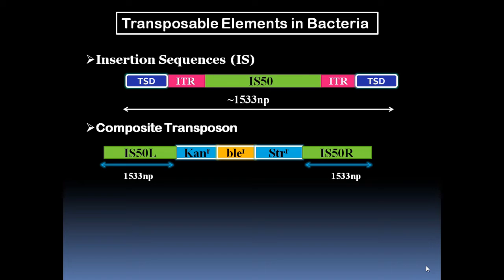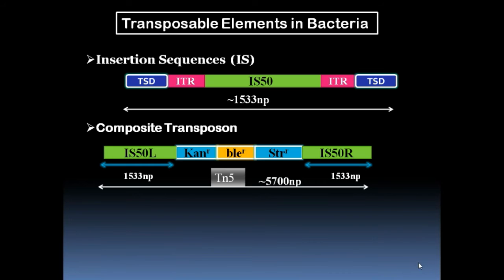Now, the characteristic feature of this is that it provides resistance against certain antibiotics, and they are more complex or more advanced as compared to the insertional sequences. The commonest example is that of Tn5, which is 5700 nucleotides long.